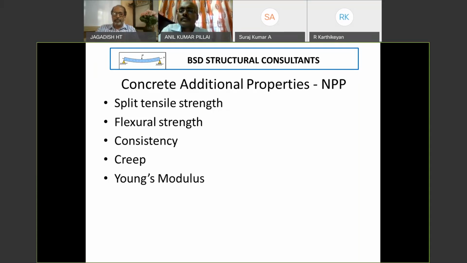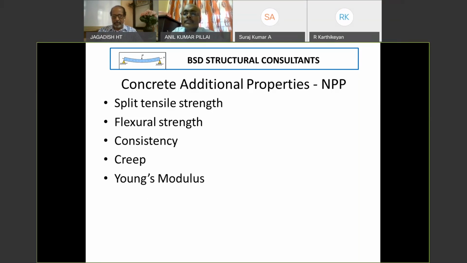Now, we talked about general properties of concrete, which is applicable to any general structure. But let us say, what happens in a nuclear power plant? In addition to what was shown in the previous slide, these properties are of utmost importance for nuclear power plant. The first is split tensile strength. Now, split tensile strength comes into picture where the concrete undergoes tension. And normally we neglect tension, okay?